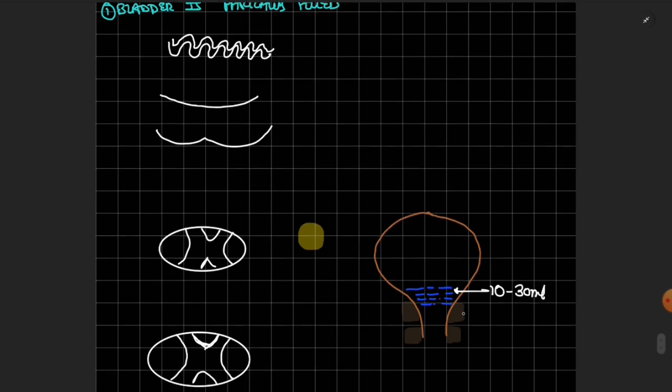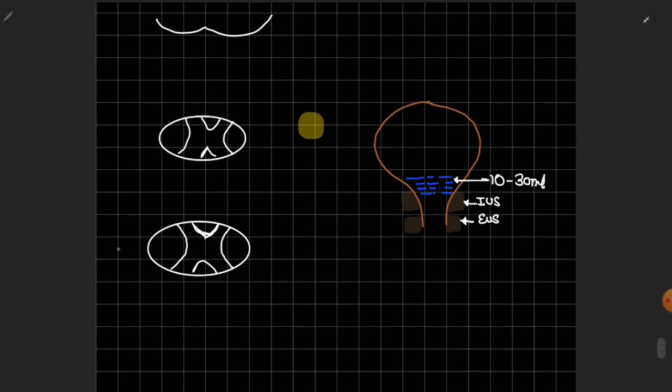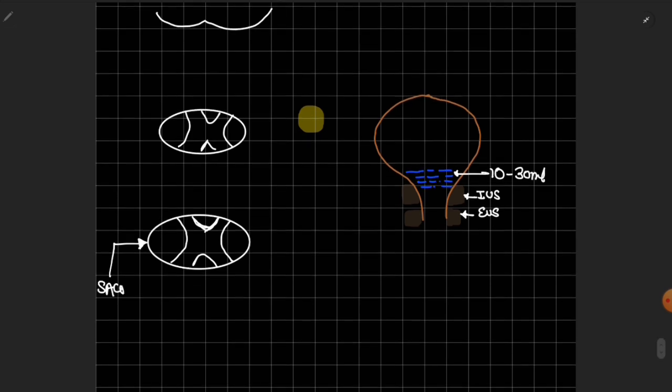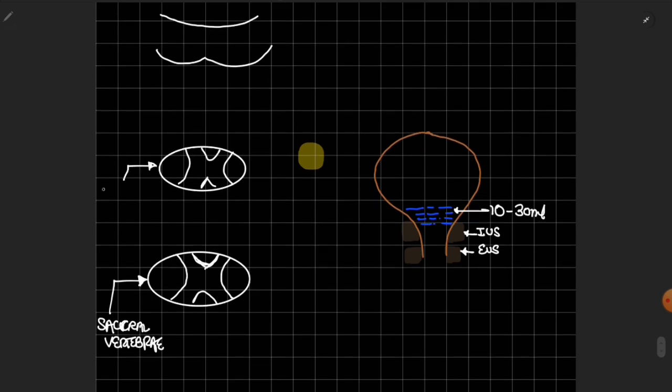This is the internal urethral sphincter. I will write it in short. This is the external urethral sphincter. Now this structure, at this level of vertebrae, is the sacral vertebrae, and the vertebrae above it are the thoracolumbar vertebrae, T11 to L2.